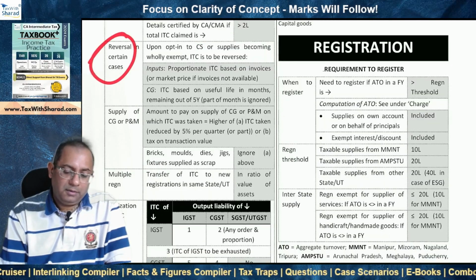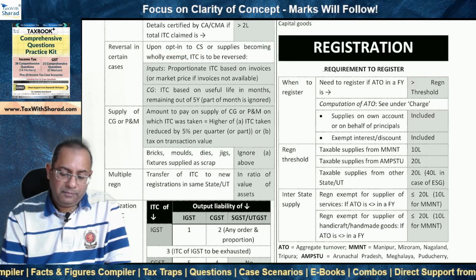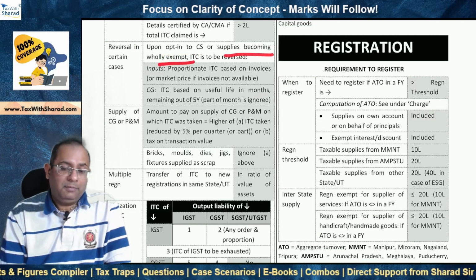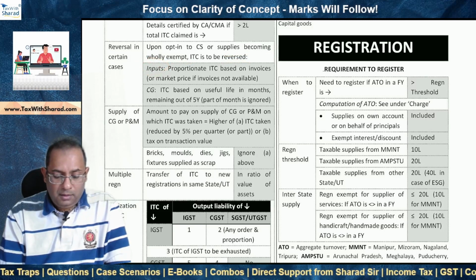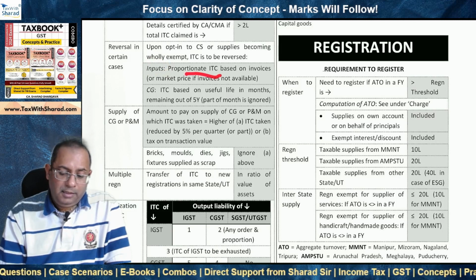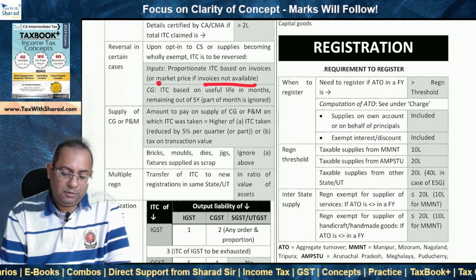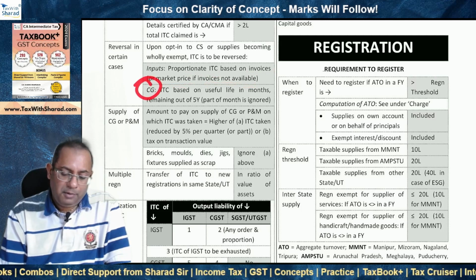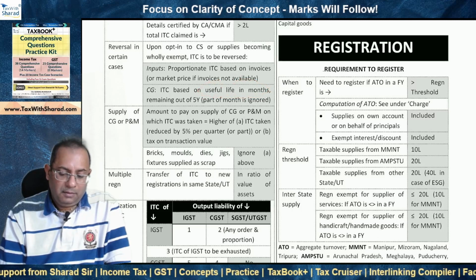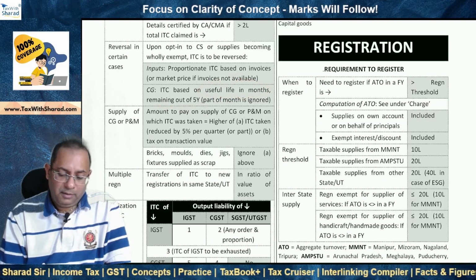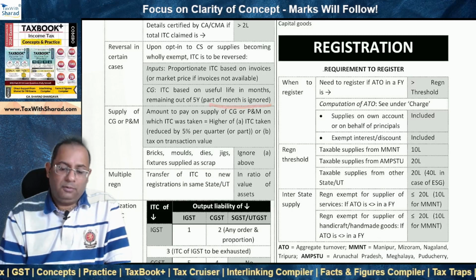Reversal of ITC is required in certain cases. Upon opting in to the composition scheme or supplies becoming wholly exempt, ITC is to be reversed. In case of inputs, proportionate ITC needs to be reversed based on invoices; if invoices are not available, based on market price. In case of capital goods, ITC based on the useful life in months remaining out of 5 years needs to be reversed. And here part of a month is to be ignored.